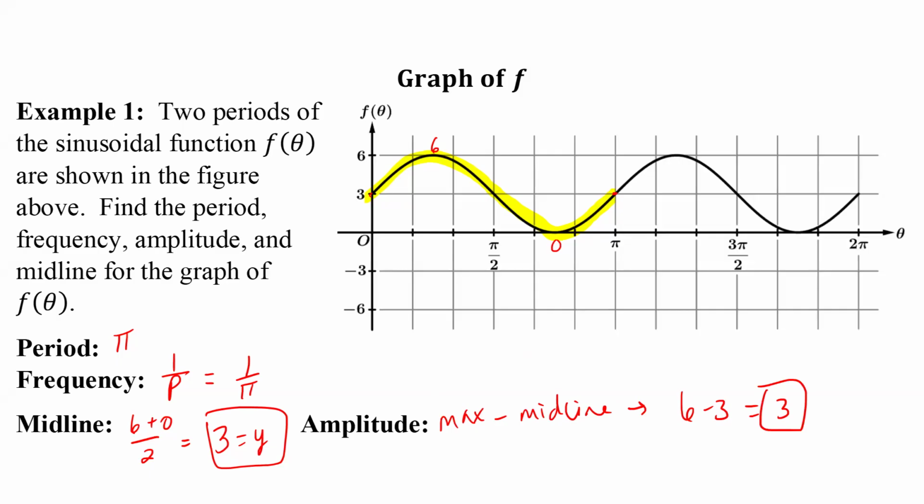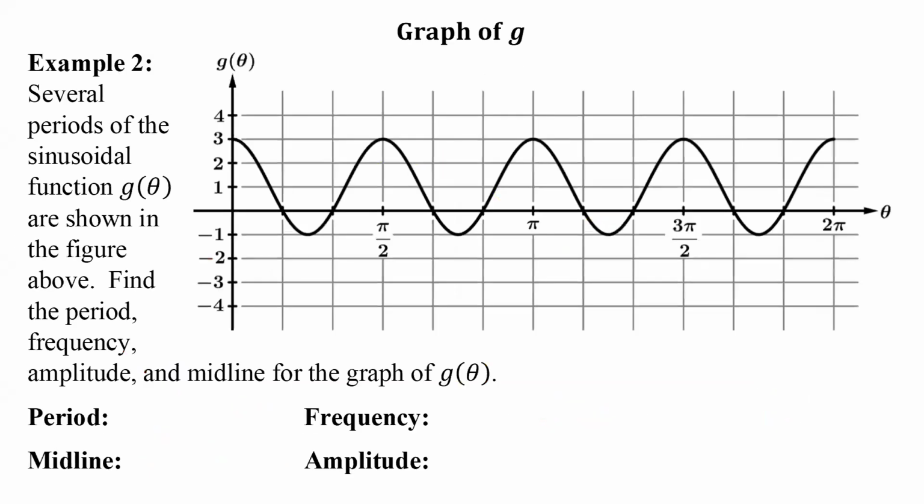Are you willing to try on your own? You're about to do example number 2. Okay, example number 2. It says there are several periods of a sinusoidal function shown in the figure. Find the period, frequency, amplitude, and midline. Go. So decide which pattern you are analyzing, and it doesn't matter because no matter where everyone chooses, these 4 things are going to be the same.